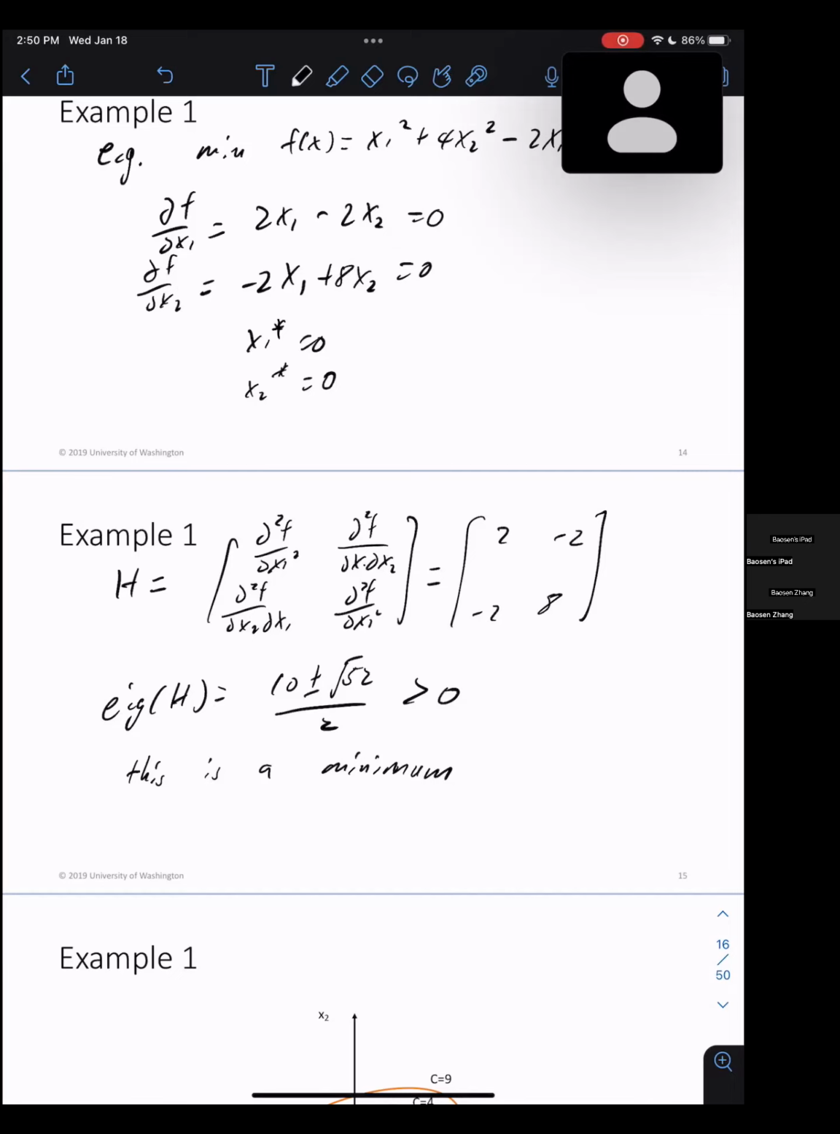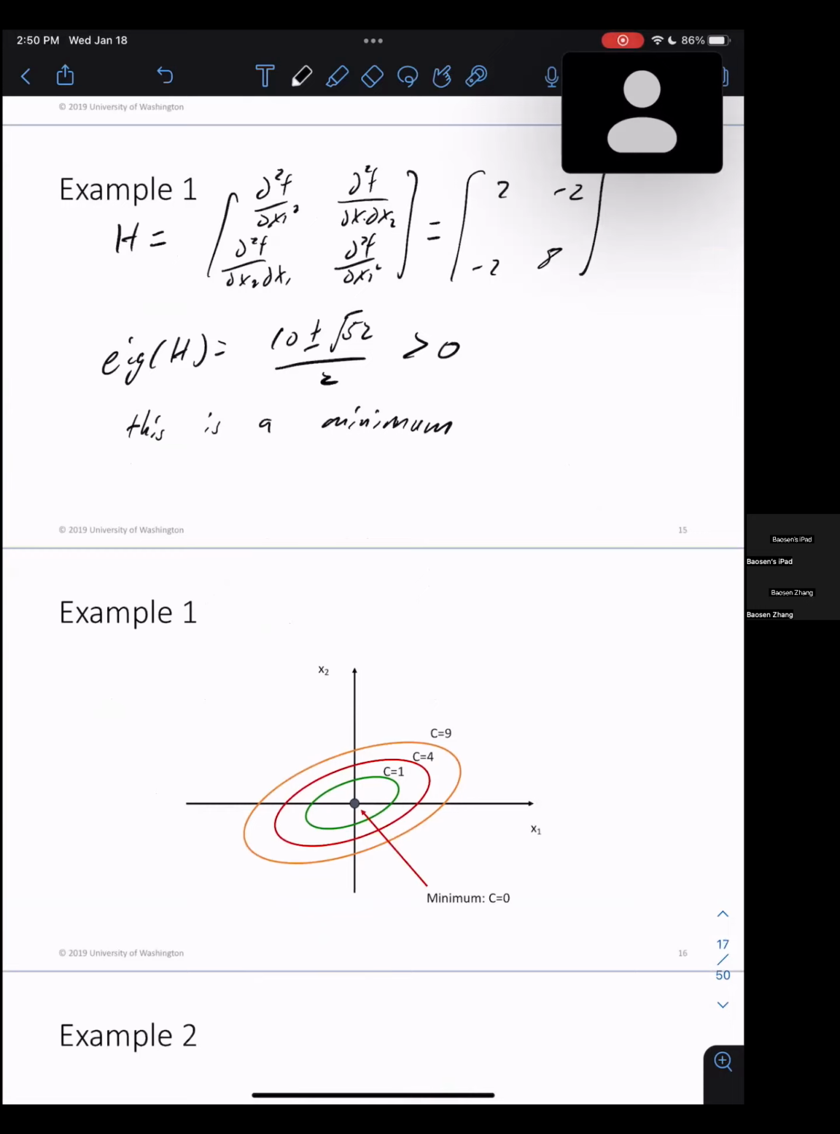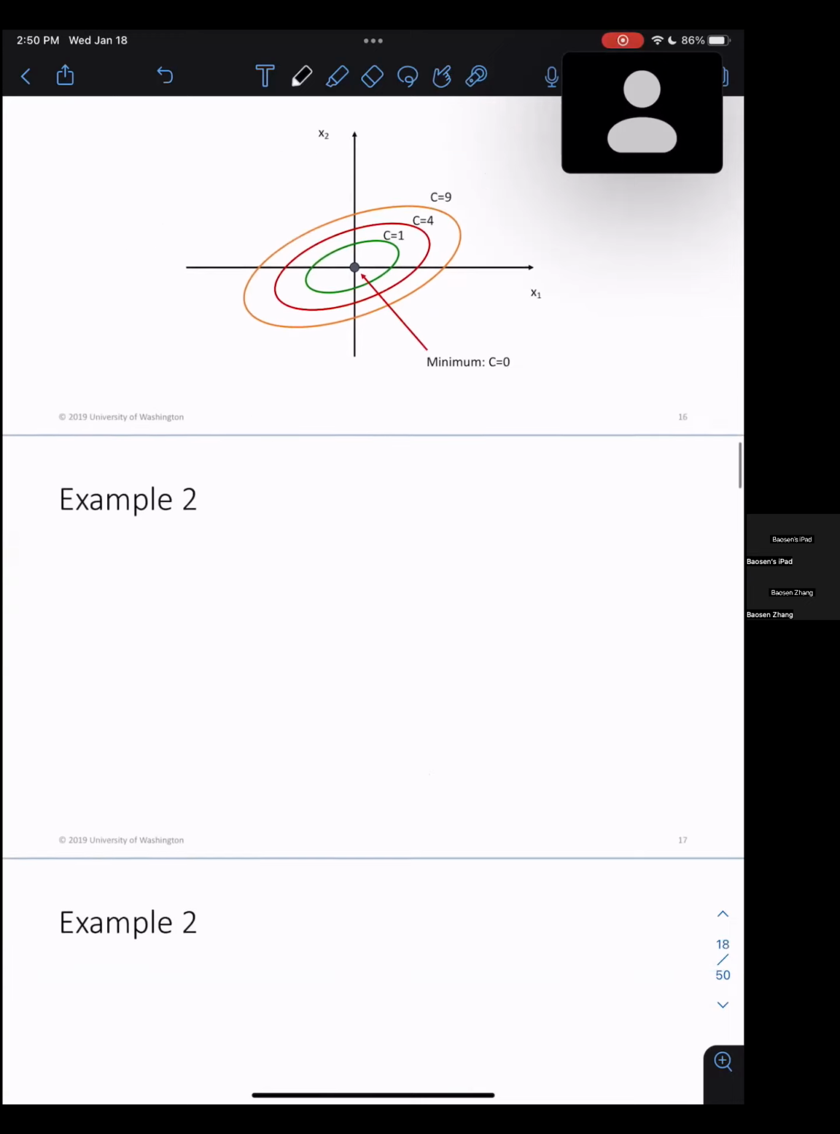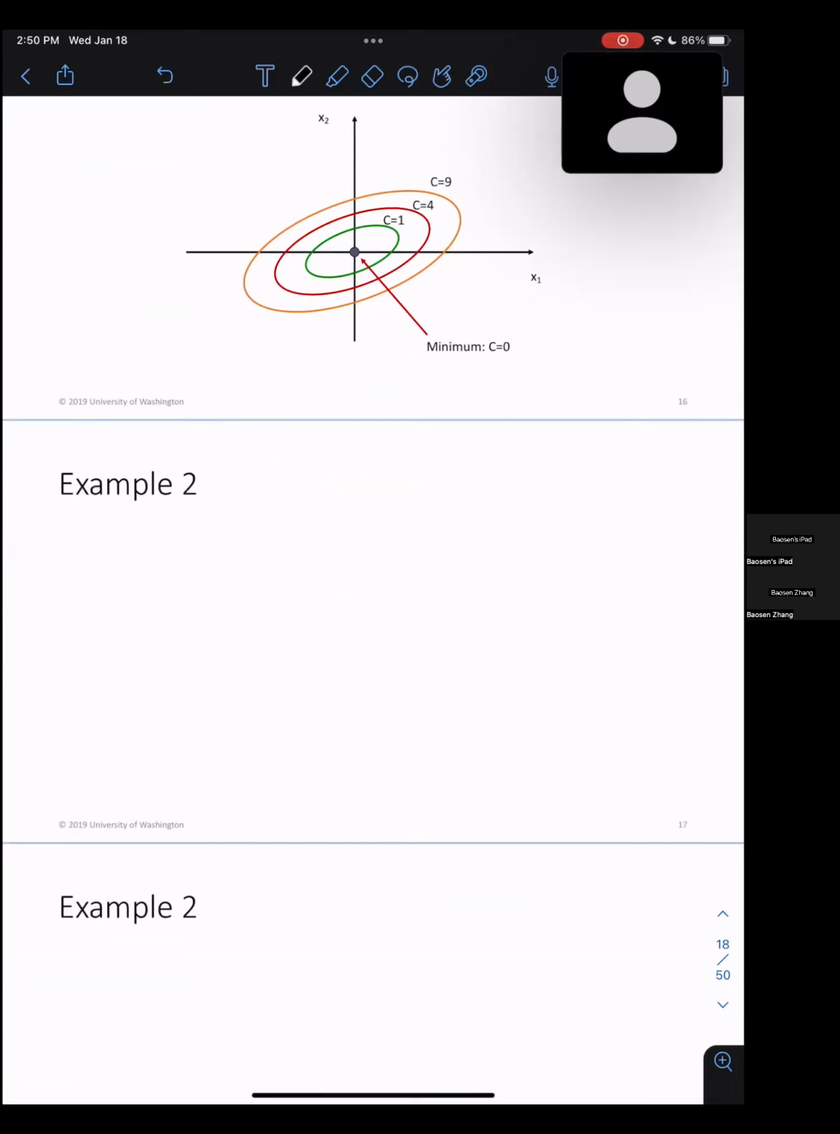All right, so this is one example. Basically, if you look at the function, that's your minimum, and then the function grows as x1, x2 grow larger and larger. So this is a picture of the function. Let's do one more example to see a saddle point.